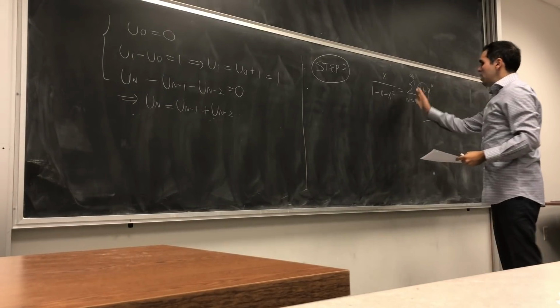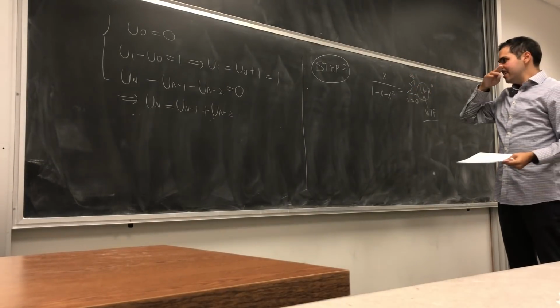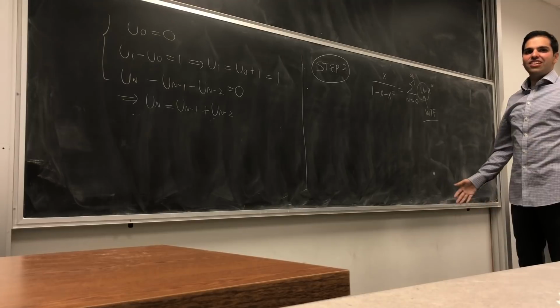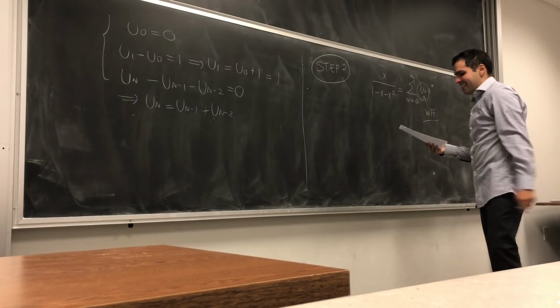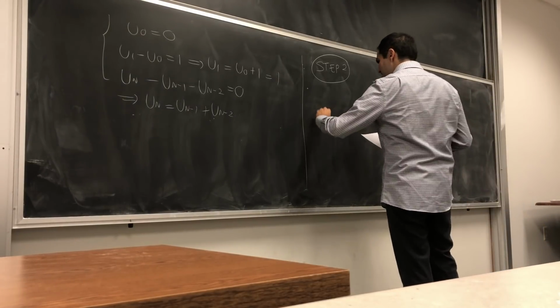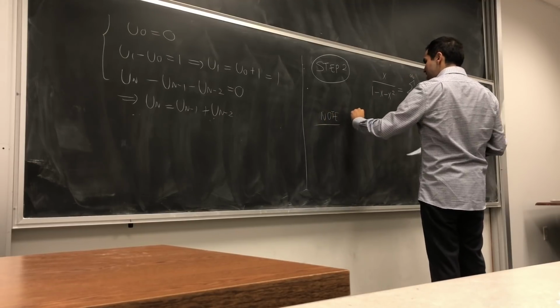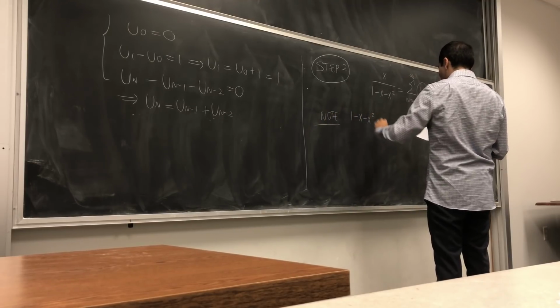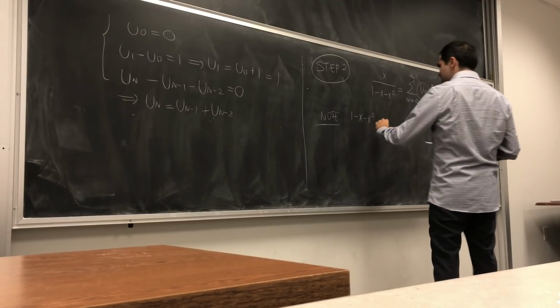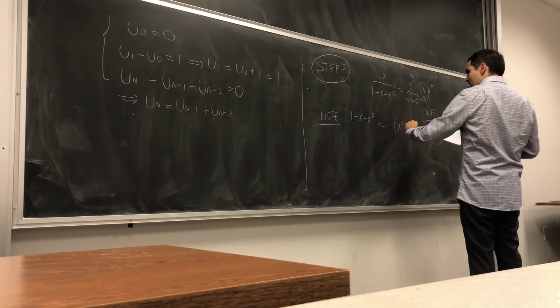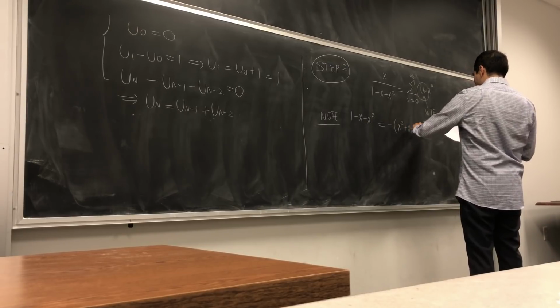Okay. And how do we do this? Well, this is a rational function, and usually it's a good idea to use partial fractions. And for this, notice the following. This denominator, you can factor it in the following way. 1 minus x minus x squared is minus x squared minus x plus 1.